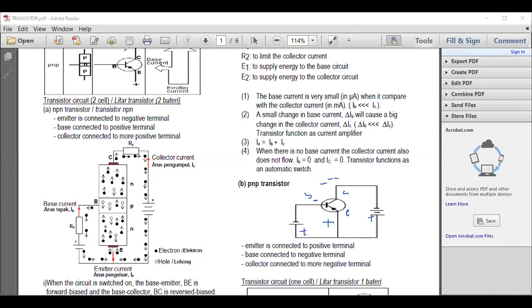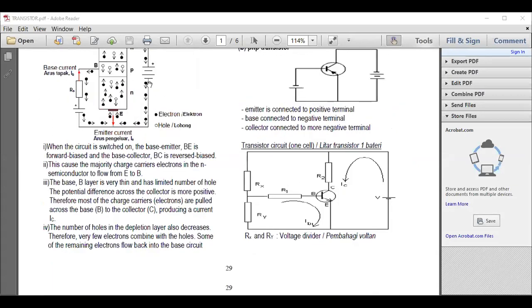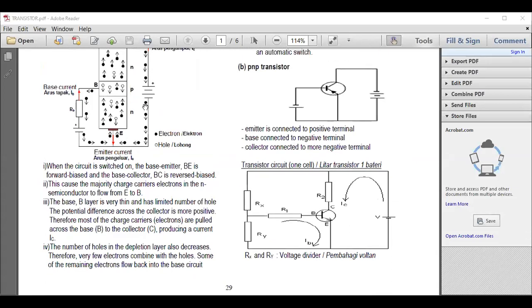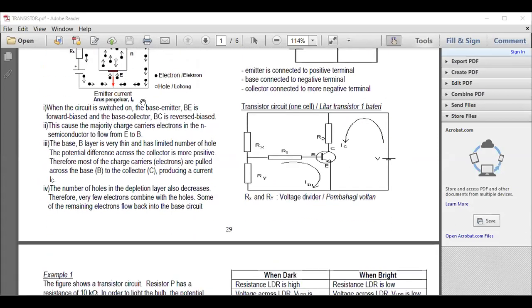Now what happens is, sometimes for a transistor, here you can see I'm using two batteries. Sometimes for a transistor circuit they only use one battery on your right hand side. But on your left hand side, instead of using a battery, they use a resistor. The function of this resistor, we call it a potential divider.